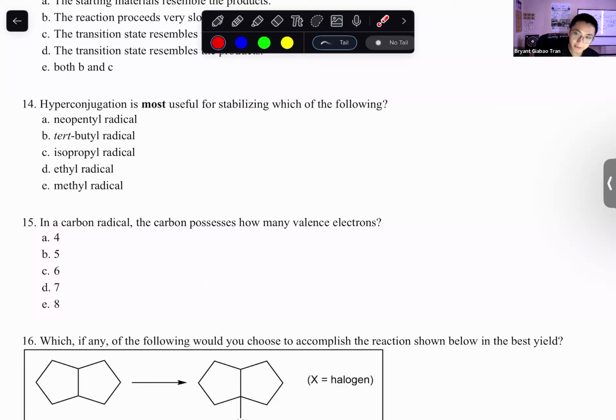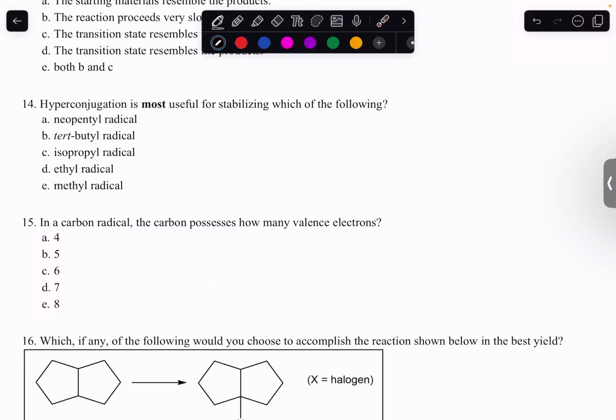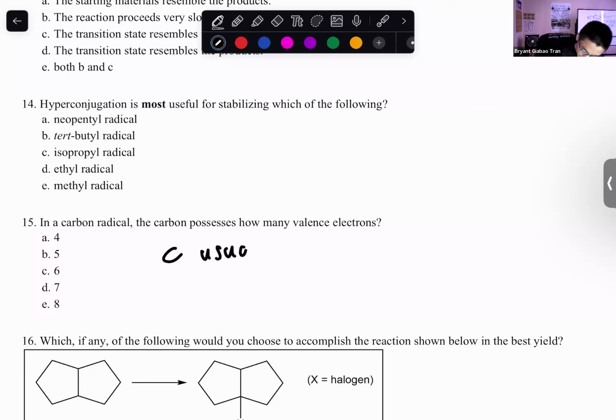How many valence electrons does carbon usually have based on the periodic table? And how can you determine that? Carbon has four. Yep, four, right. Carbon usually has 4 valence electrons.